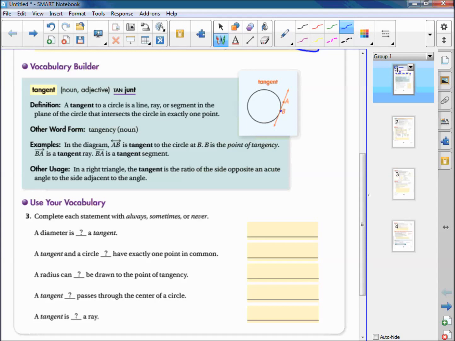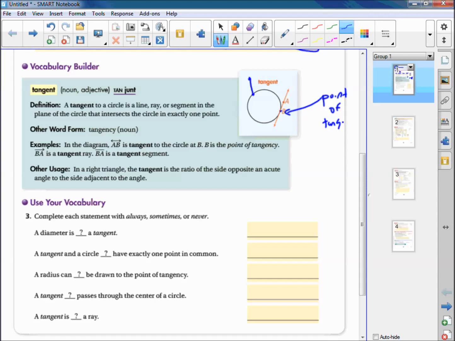In the diagram, line AB is tangent to the circle at point B. And B is the point of tangency. So that's the point of tangency. That's where the line crosses the circle only one time. So BA is also a tangent ray, and segment BA is also a tangent segment. So be careful. This is not a tangent segment. If we were to extend that segment, it would cross the circle more than once.